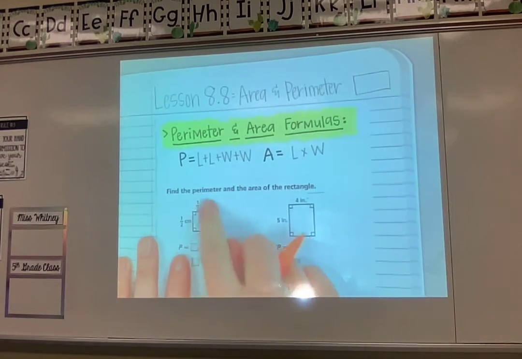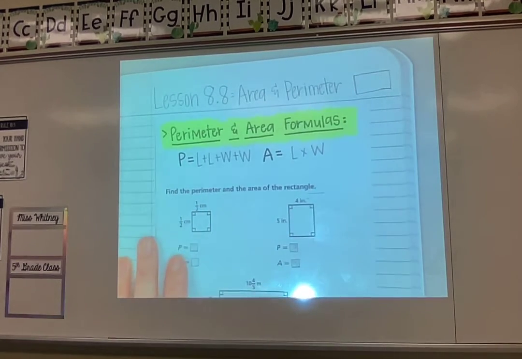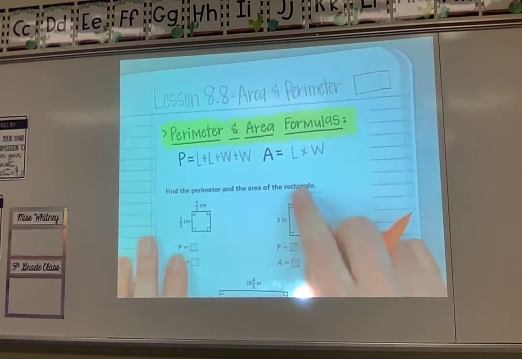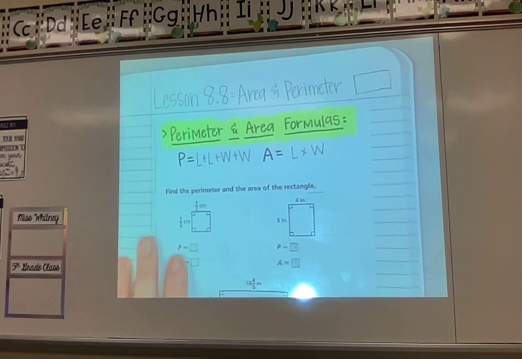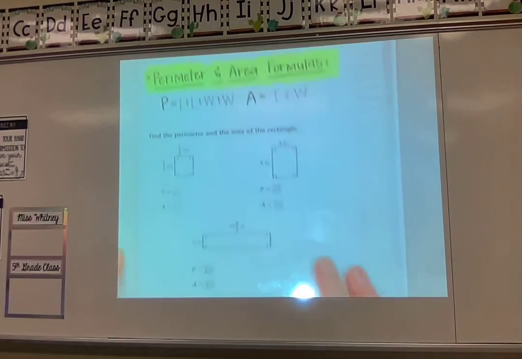So perimeter is around the outside. We add up all the sides. Area is multiplying the length by the width, which tells us how much is on the inside of our rectangle. We're going to use these two formulas to help us solve some things with rectangles. So let's start down below.